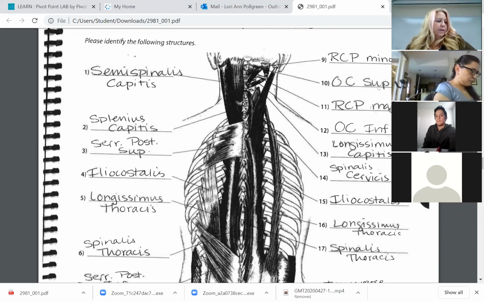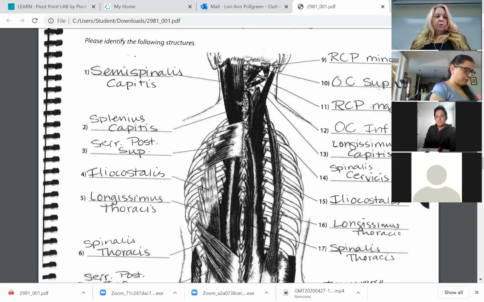Number 3, serratus posterior superior. So we know we have a serratus anterior, so we've got a serratus posterior superior. And what do we know if we have a superior? We usually have an inferior, right? And you can see that serrated edge out on the side of serratus posterior superior. 4, iliocostalis, one of our erector spinae muscles.